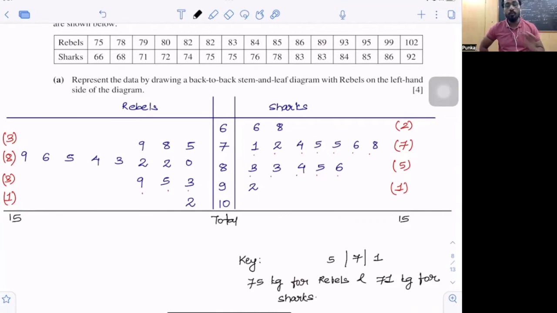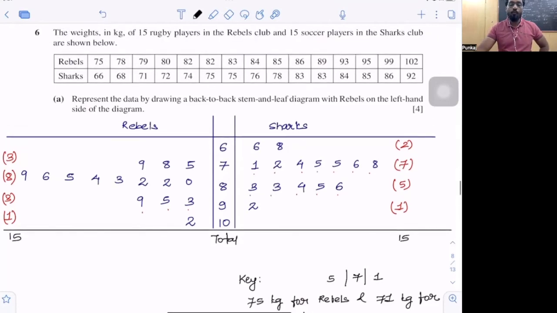And the third and the most important thing is to write the key. Students, I have seen many people not writing the key after making the stem and leaf diagram and losing 1 mark. So keep in mind that you have to write the key as well. The key has to be there in your solution, and it is always recommended to write the total number of values in every leaf as well. So that was part A of question number 6.